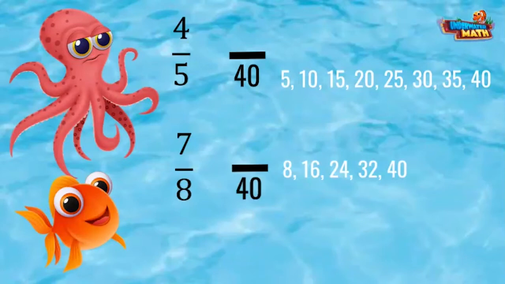I can take this part. 5 times 8 equals 40. I multiplied the bottom by 8, so I need to multiply the top by 8. This makes the fraction 32/40ths.